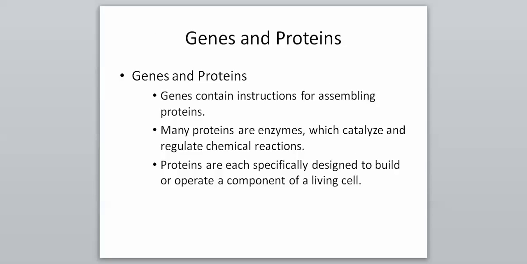Next we're going to look at genes and proteins. Genes contain the instructions for assembling proteins. Many proteins are enzymes, and enzymes catalyze and regulate chemical reactions, which is basically to get chemical reactions started. Proteins are each specifically designed to build or operate a component of the living cell. So each protein has a specific job within the cell to help it survive.